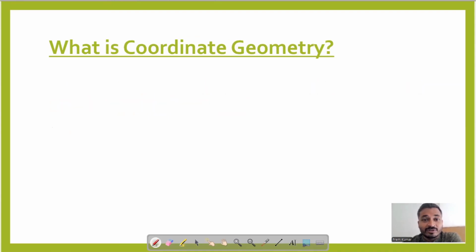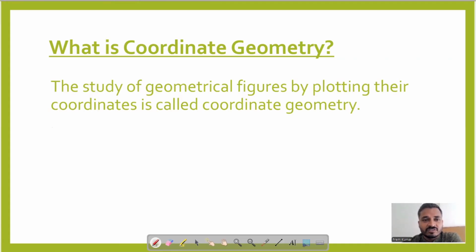So now what is coordinate geometry? Coordinate geometry is the study of geometrical figures with the help of coordinates. I hope it is clear. So everyone write this down: the study of geometrical figures by plotting their coordinates is called coordinate geometry. I hope it is clear.